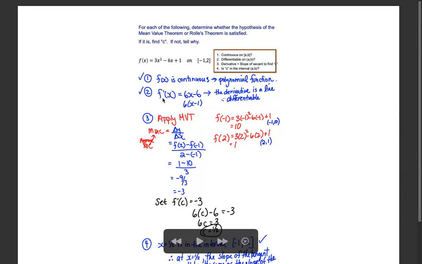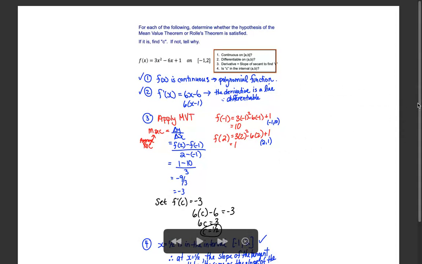So the second condition, that it is differentiable on the open interval (-1, 2), works as well. So I can check off that this function has met those two conditions. And therefore, I can apply the mean value theorem to help me find the value between -1 and 2 that will have the same instantaneous rate of change as that secant line slope.